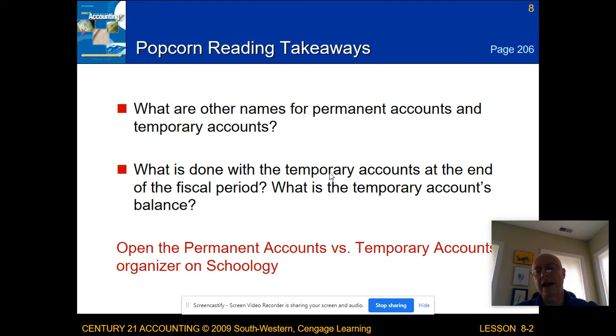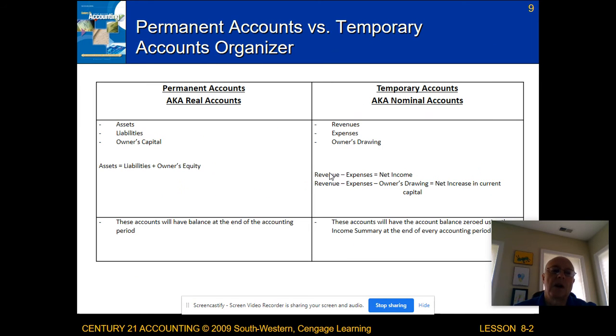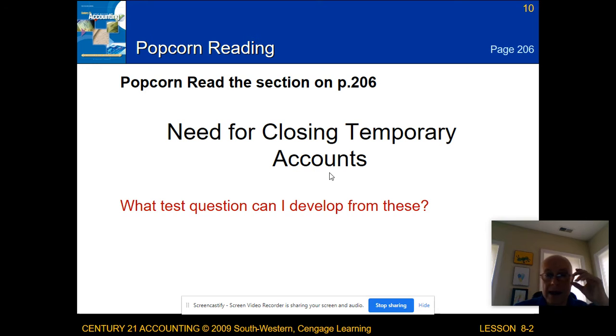So again, permanent accounts are permanent and temporary are nominal. So permanent accounts, the other name for them is real accounts. Permanent accounts equal real accounts. Temporary accounts equal nominal accounts. Okay, so temporary accounts get closed. Real accounts, you carry the balance, and you open a new journal page. You open your ledger accounts with the balance on the real accounts with the ending balance from the prior period. Okay, here's that organizer again.